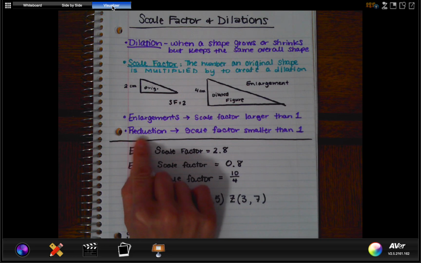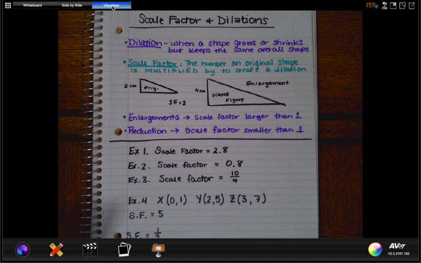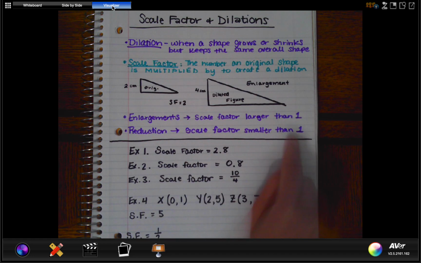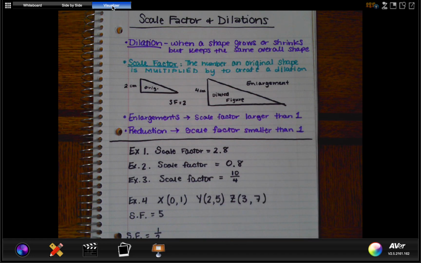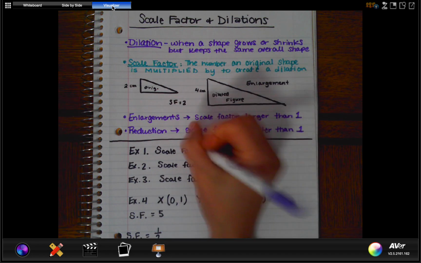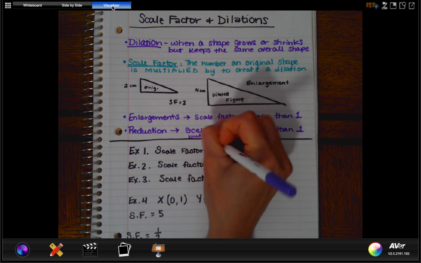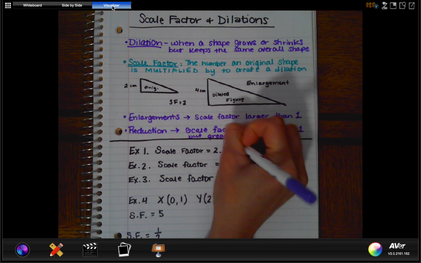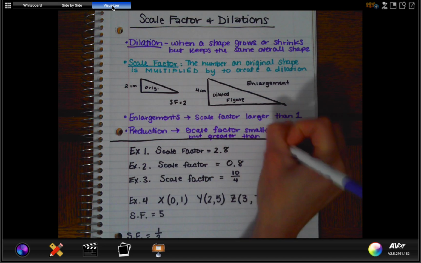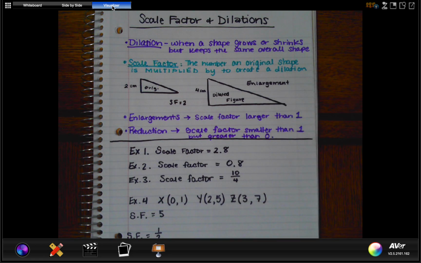There are reductions as well, so we can shrink shapes down if your scale factor is smaller than 1, and what I really should have put in there, but greater than 0. There are no negative scale factors. In order to reduce size, we want it to be a decimal or a fraction between 0 and 1. Now, I specify that is because some decimals and fractions are not between 0 and 1. So let's talk about how this looks.